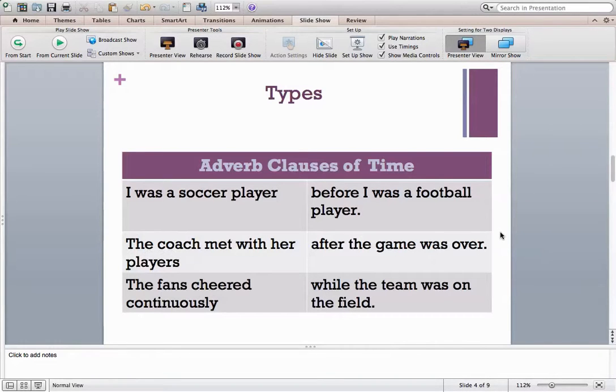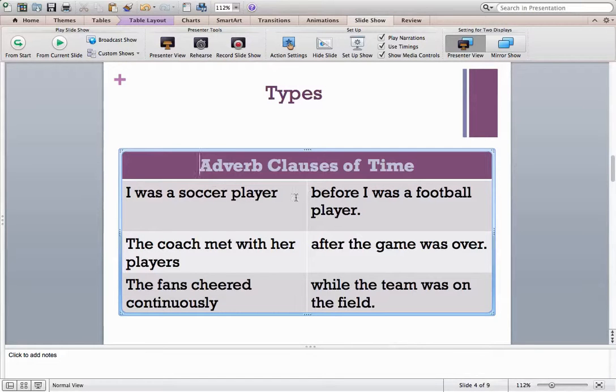There are different types of adverb clauses. There are different reasons we use them. There are adverb clauses of time, like with before. I was a soccer player before I was a football player. The coach met with her players after the game. The fans cheered continuously while the team was on the field, which means at the same time.